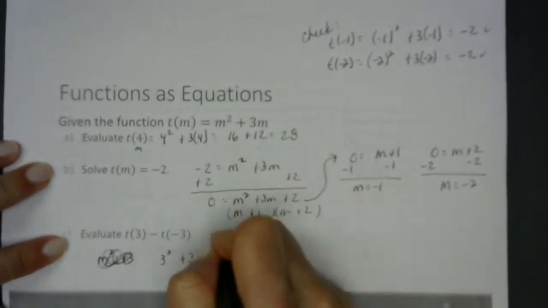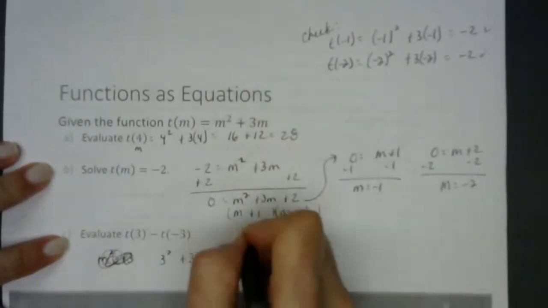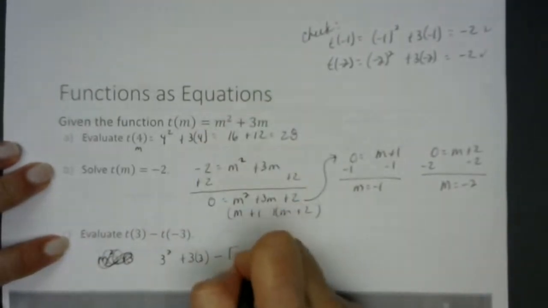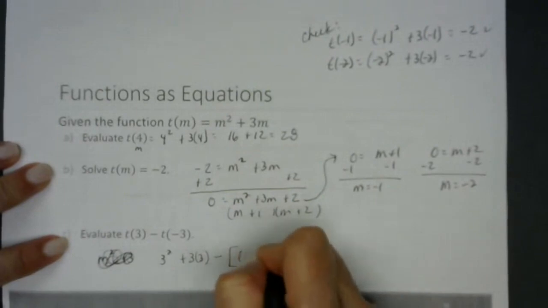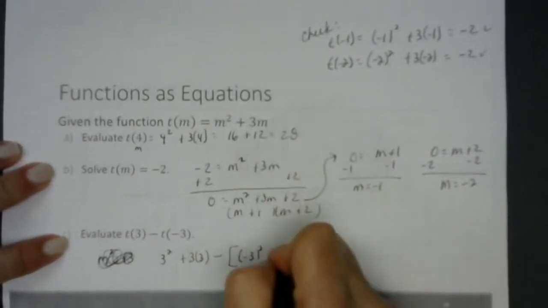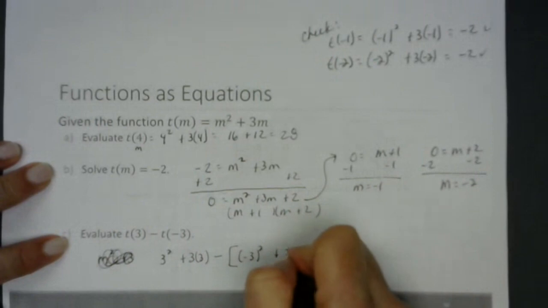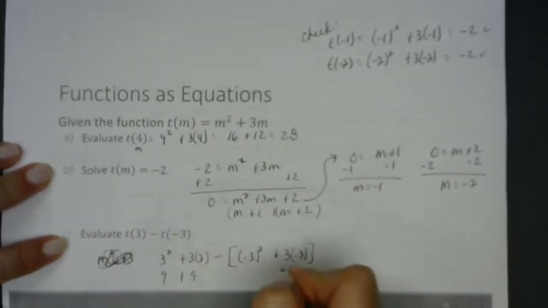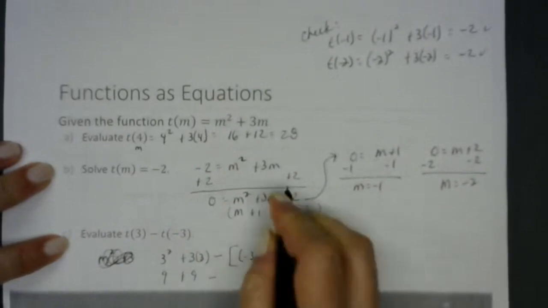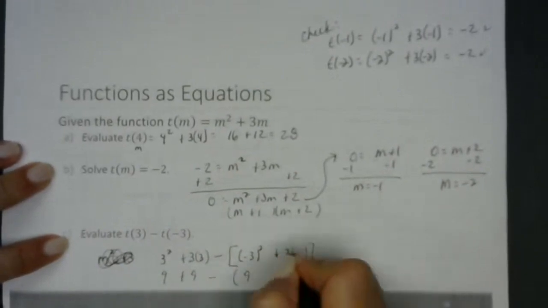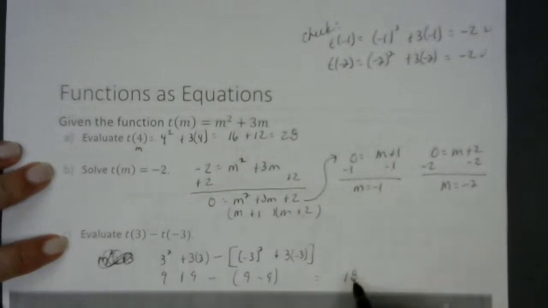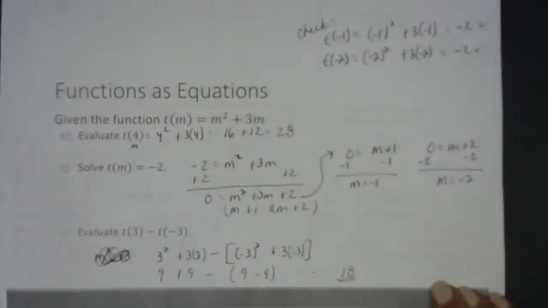Okay. Then I want to subtract from that t of -3. Well, I want to subtract the whole thing, so let me put a bracket in there. T of -3 is going to be (-3) squared. Make sure I use parentheses around that negative. And then plus 3 times -3. Right? So what is that? Let's see, 9 plus 9 minus, what does this end up being? This ends up being 9 minus 9, so we're just subtracting out 0. It's just 9 plus 9, or 18. All right? So t of 3 minus t of -3 is 18.